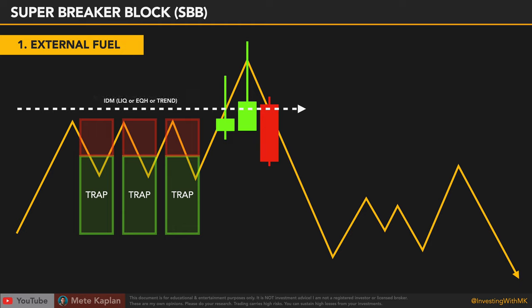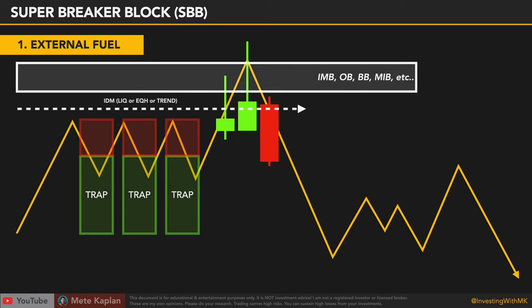The second leg of inducement: supporting the liquidity hunt with other price action structures from the same or higher time frame. Like what? Imbalances, order blocks, other breaker blocks, mitigation blocks. So we can confirm two things: significant liquidity hunt and key price action structure.